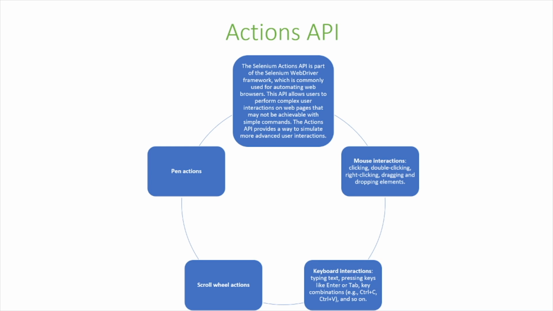This can include four main types of interactions that I've shown on this slide right here. The first is mouse interactions, which involve clicking, double-clicking, right-clicking, dragging, and dropping elements. Next, we have keyboard interactions, which can include typing text, pressing keys like Enter or Tab, and also key combinations like Control-C and Control-V. We also have scroll wheel actions, which involve scrolling up and down on the page and so on. And we have pen actions. In this video today, we're going to focus on mouse interactions, keyboard interactions, and scroll wheel actions.